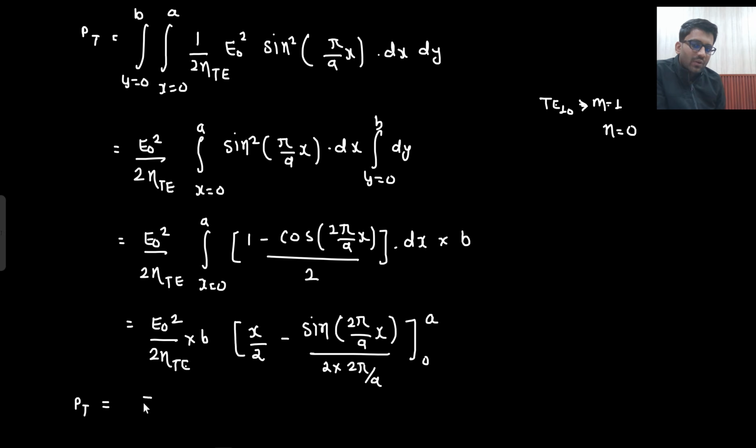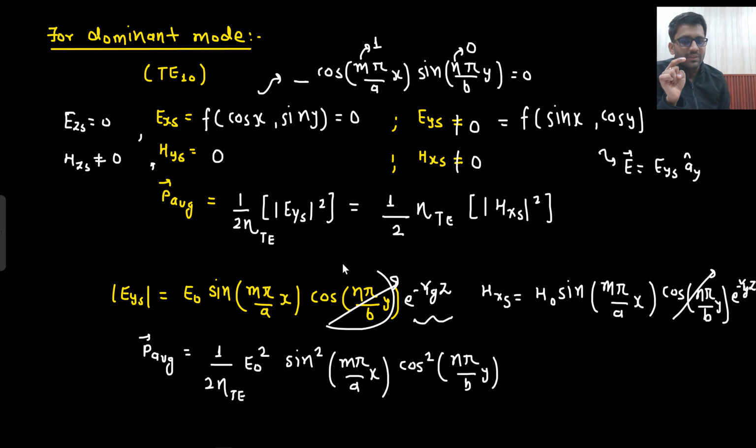So this is how you are going to remember. Sir, E naught square divided by 2 eta TE into only b. Why only b? Directly b will come. B by 2 will not come. B by 2 would have come if this sinusoid component was present, but it is not present. Here the sinusoid component is present. That's why a by 2 is coming.